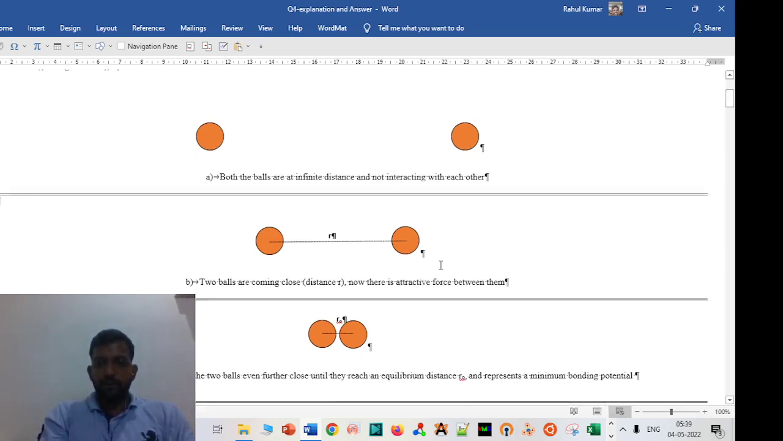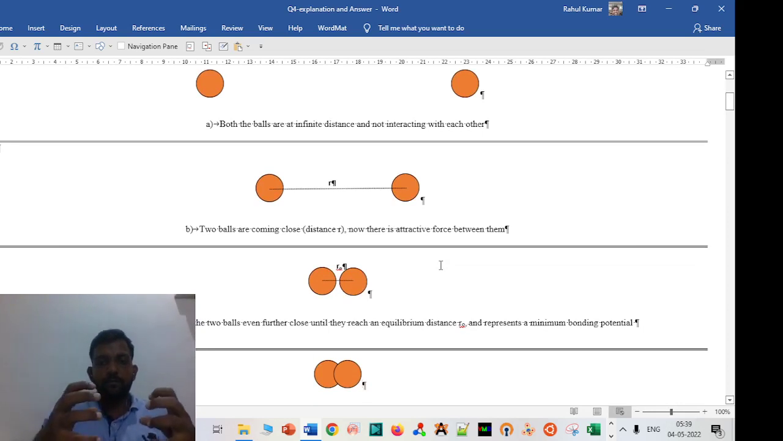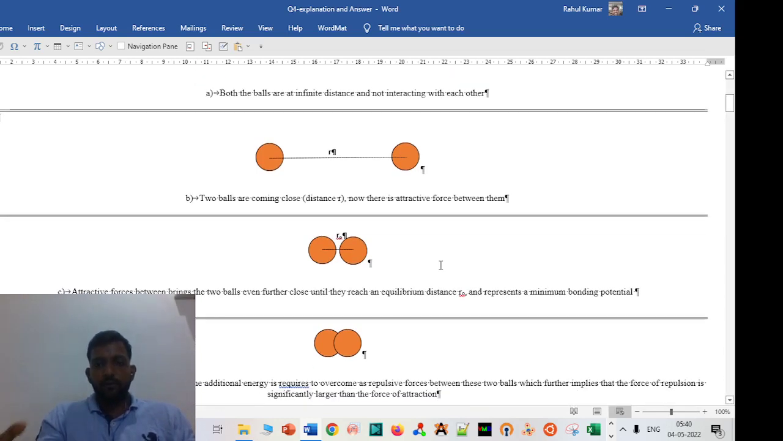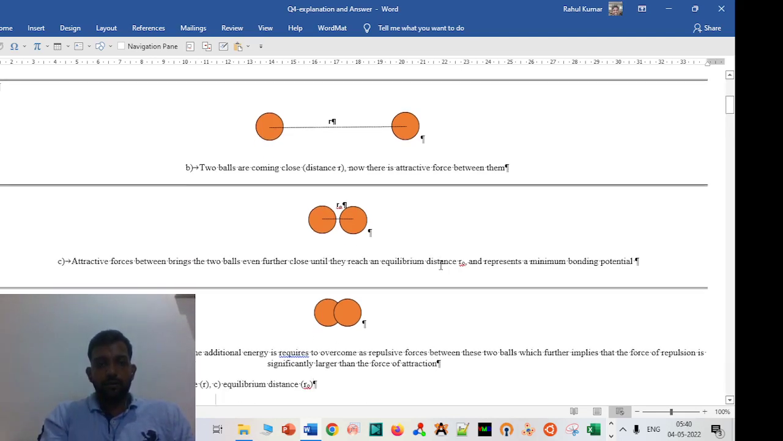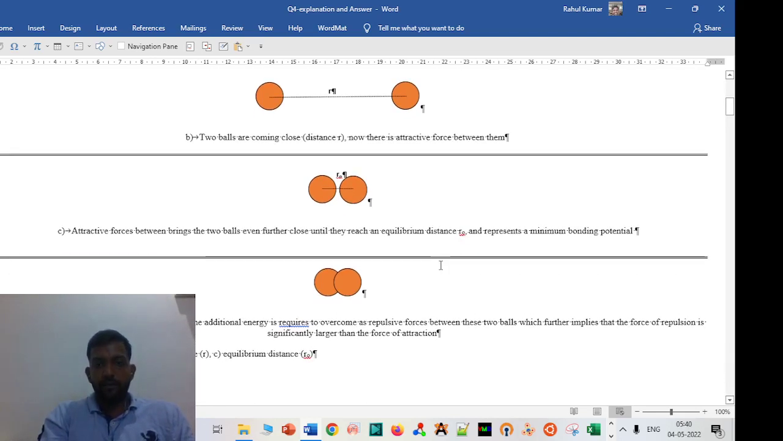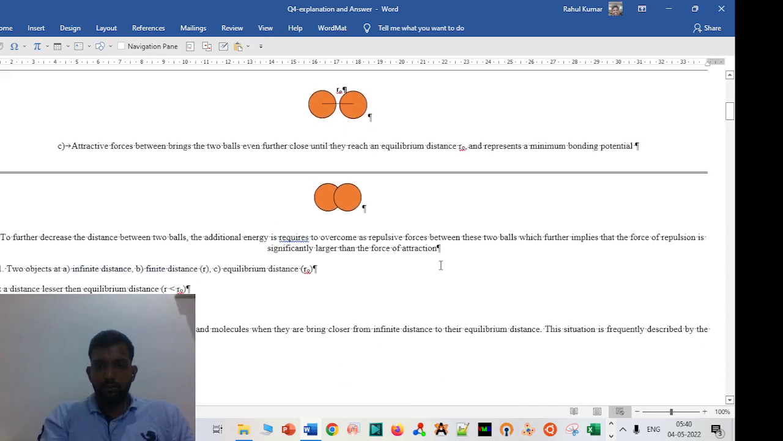So this represents a minimum in potential energy. After that, if you try to further decrease the distance between these two balls, they will definitely feel a very strong repulsion and they will try to pull apart. So this whole scenario is derived by Lennard-Jones.